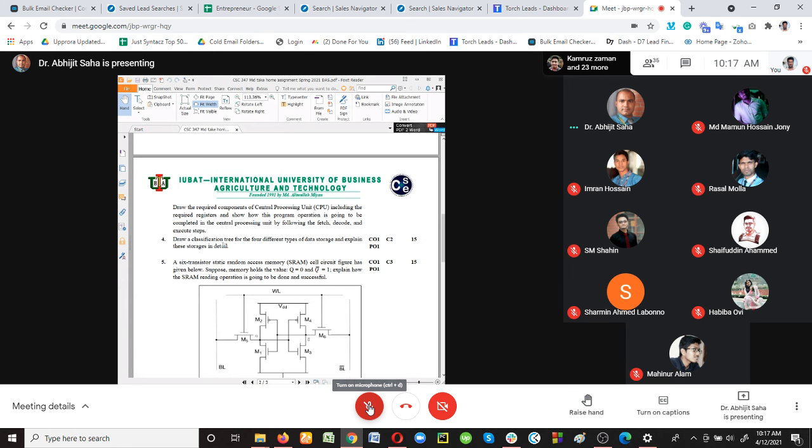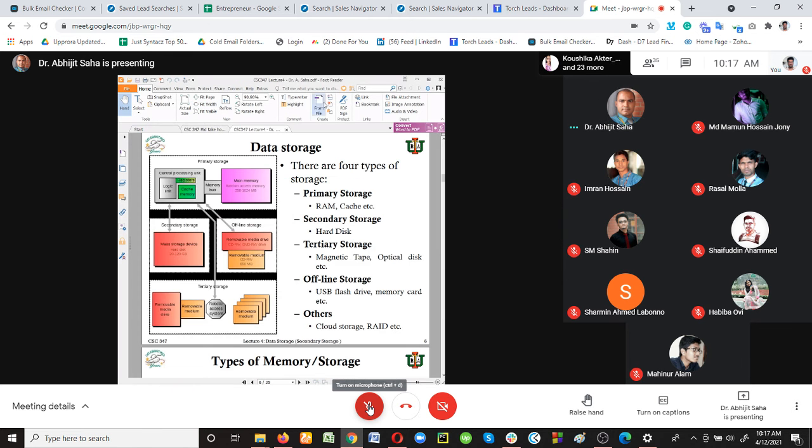No? You cannot? Anyway, so we have, can you see the data storage, this one? Yes, sir. So this is the figure I am talking about.